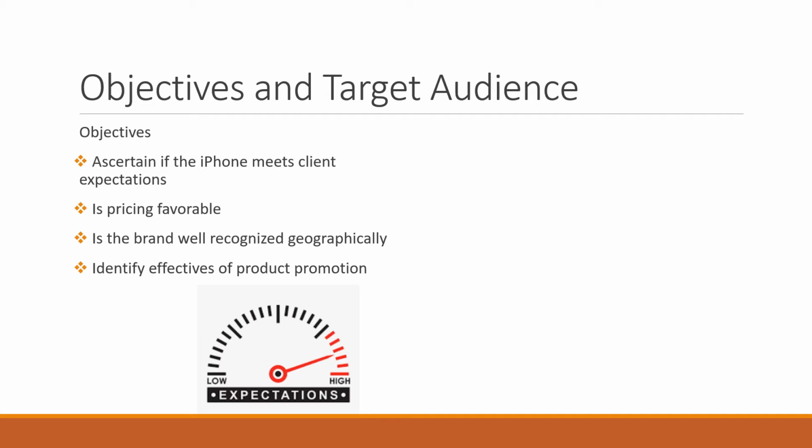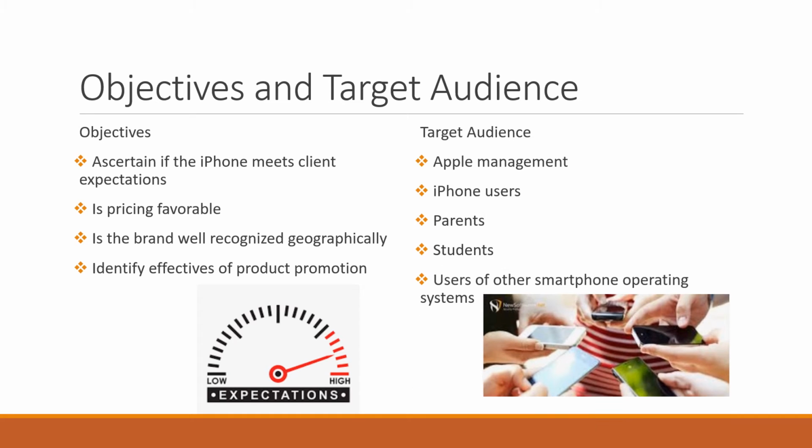The findings of this study will assist them in deciding on investment opportunities. Management will be one of the main users of the information and findings because they are charged with planning and budgeting for the company and allocation of funds to the project. Management will use the findings to decide on whether it is worth it to allocate resources for a new product or improve the existing product. Other users of this information include iPhone users, parents, students, and users of other smartphone operating systems.